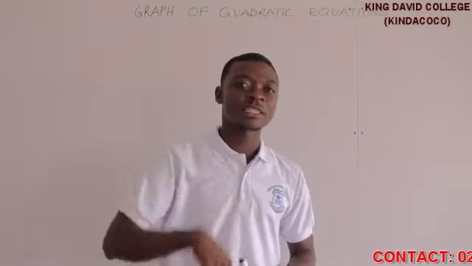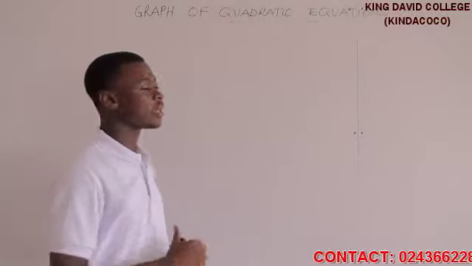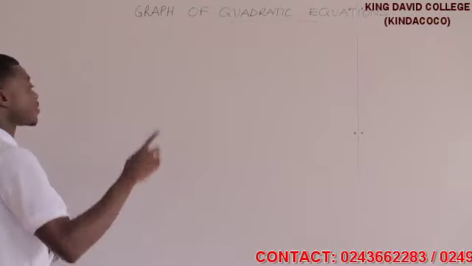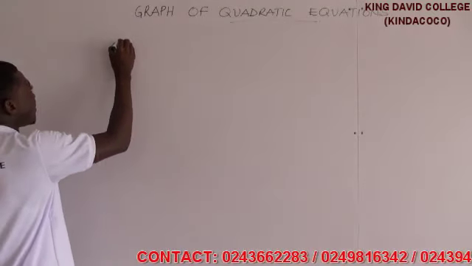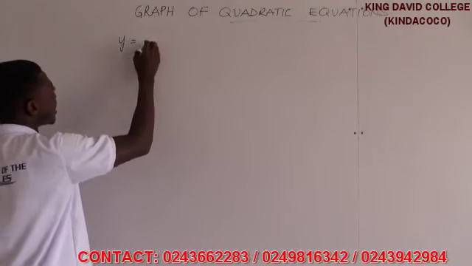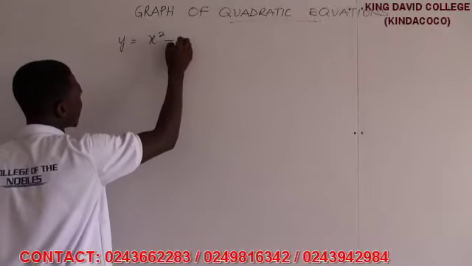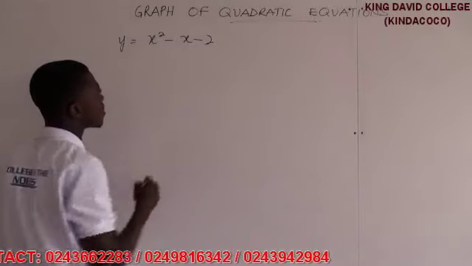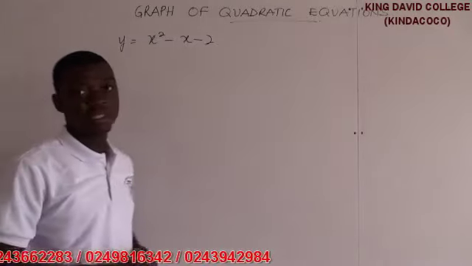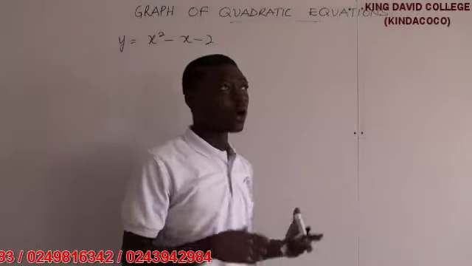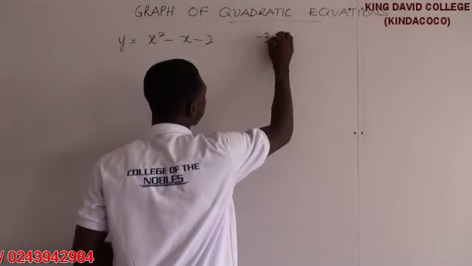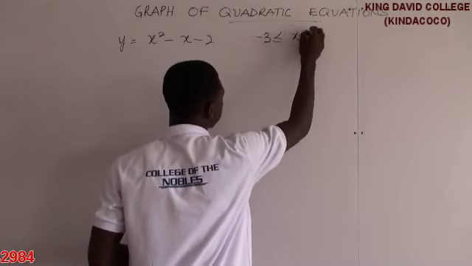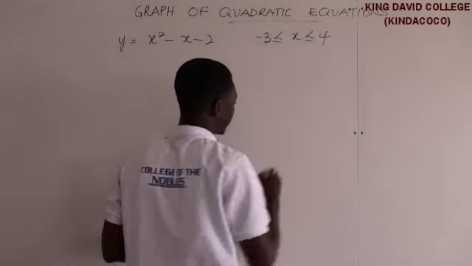Okay, now let's start. Supposing we get a function, let's represent f of x by y, so that we can say my function is x squared minus x minus 2. Supposing I give you this function on the domain minus 3 less than or equal to x less than or equal to 4.